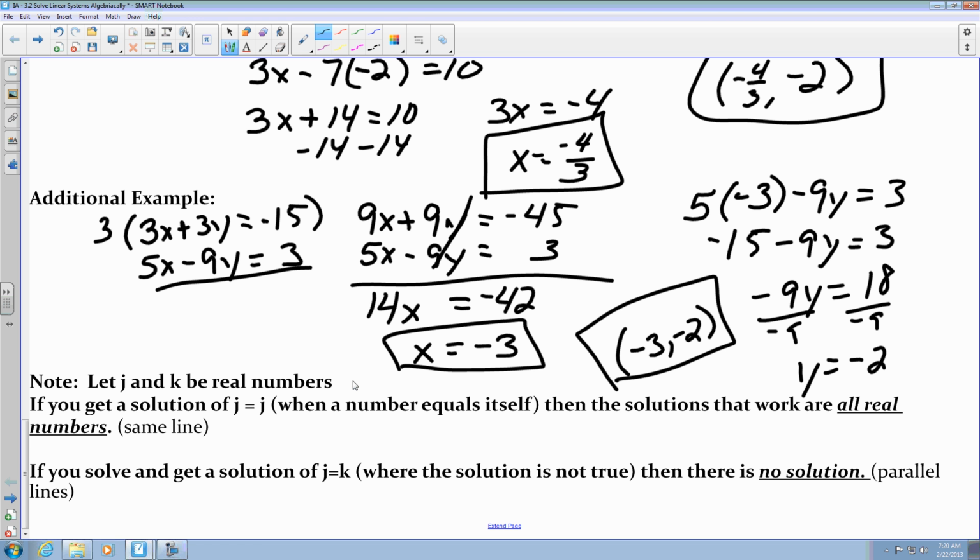There are some special circumstances where you're going to get infinitely many solutions, where, again, what we talked about in previous sections, when you boil it down into y equals mx plus b, they're the same line. Or you're going to get something that has no solution. So I'm going to show you an example of what both of them look like.